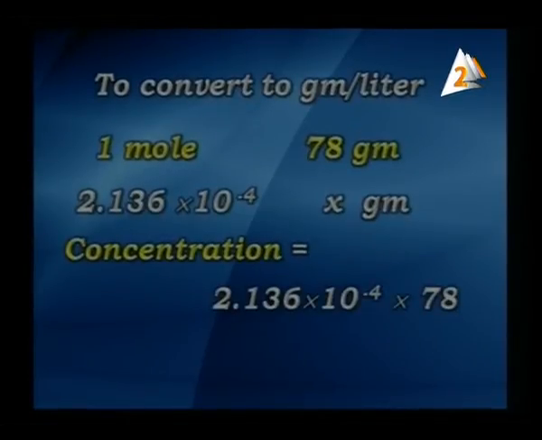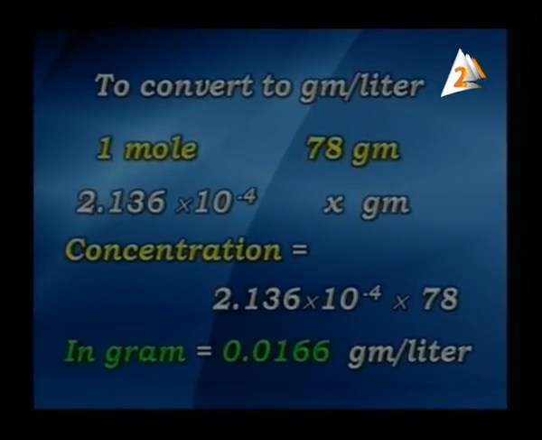Concentration equals 2.136 × 10^-4 mol/L. Multiply all of them by the molar mass in grams, which means 78. Catch this: 1 gram equals 0.0166 gram per liter. Good and important. These steps to get the answer for the problem are important for you.